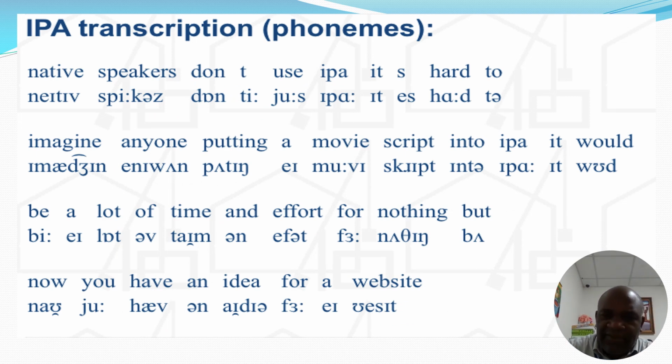And in this chart, we can see the IPA transcription of phonemes. We can see a sentence like a native speaker would say it. Native speakers don't use IPA; it is hard to imagine anyone putting a movie script into the IPA. It would be a lot of time and effort for nothing. But now you have an idea for a website.